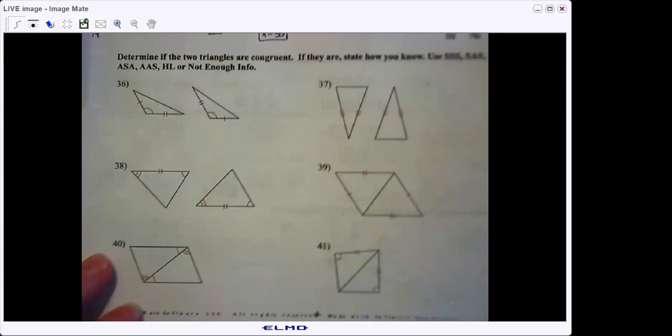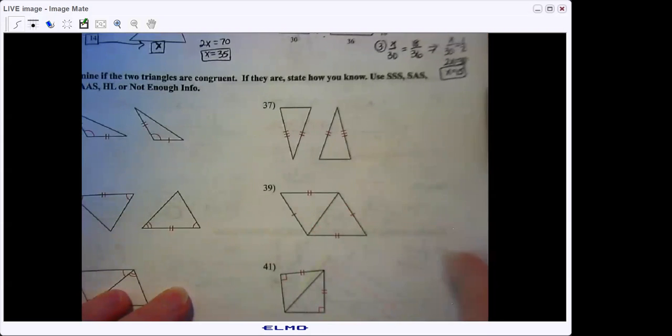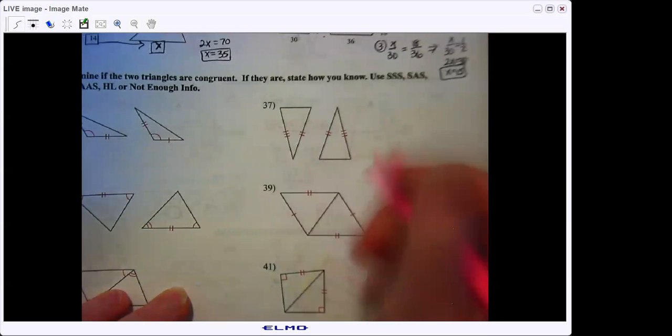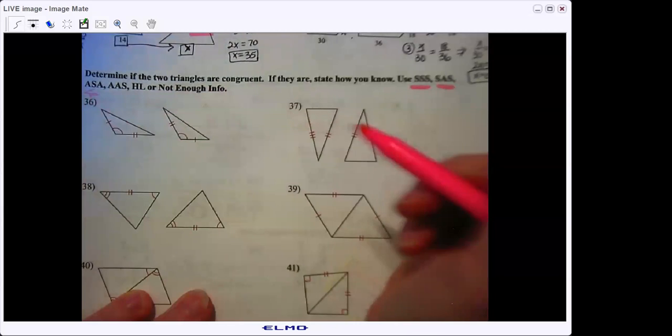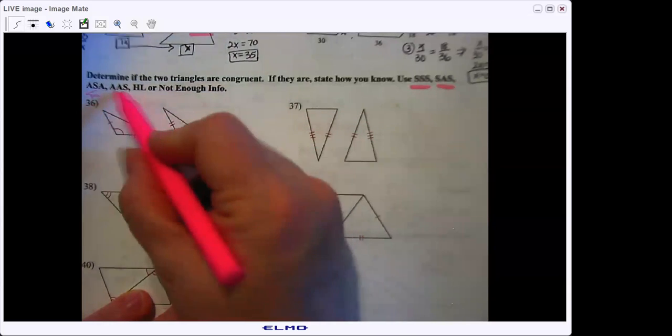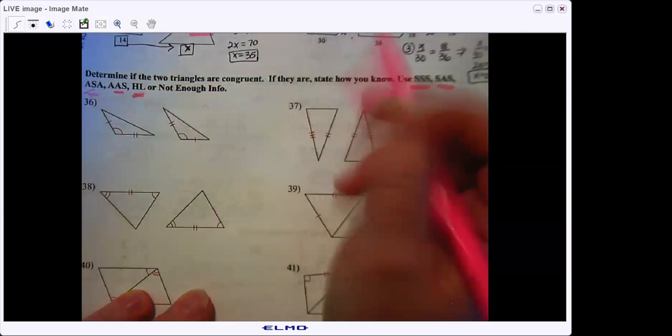But there's a couple things we need to remember about congruent triangles. First of all, there are 5, 6 if you want to include not enough information. Okay, so there's side, side, side, side, angle, side, angle, side, angle, angle, angle, side, HL for hypotenuse leg, and not enough information.